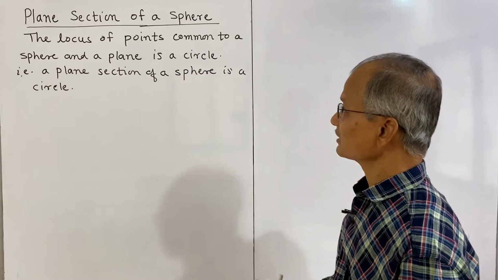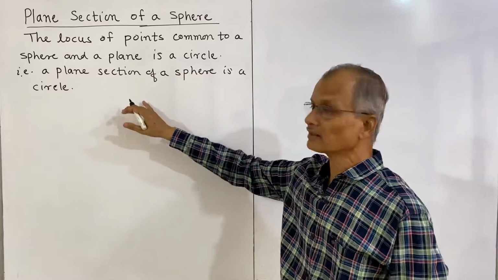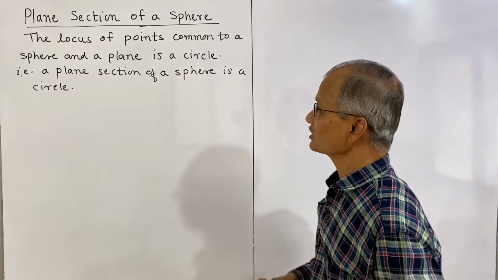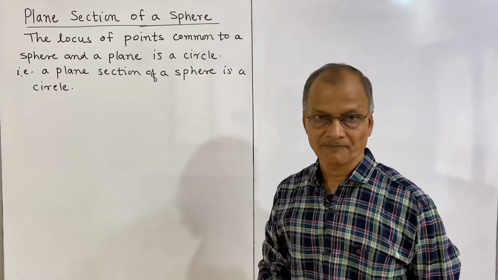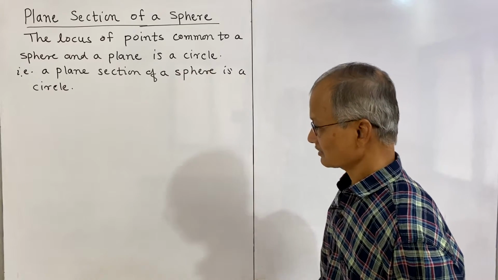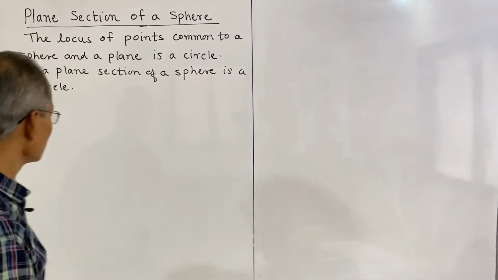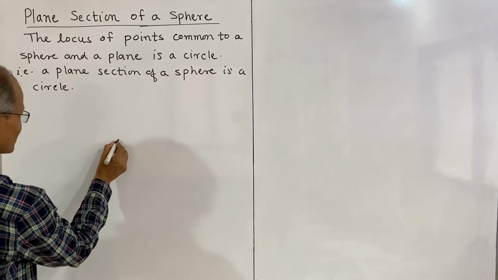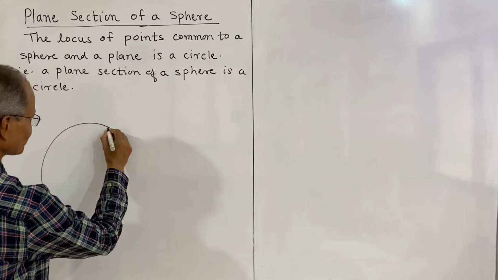The locus of points, the result is written here. The locus of points common to a sphere and a plane is a circle, and that is, a plane section of a sphere is a circle. So we shall consider this figure. Suppose this is a sphere.